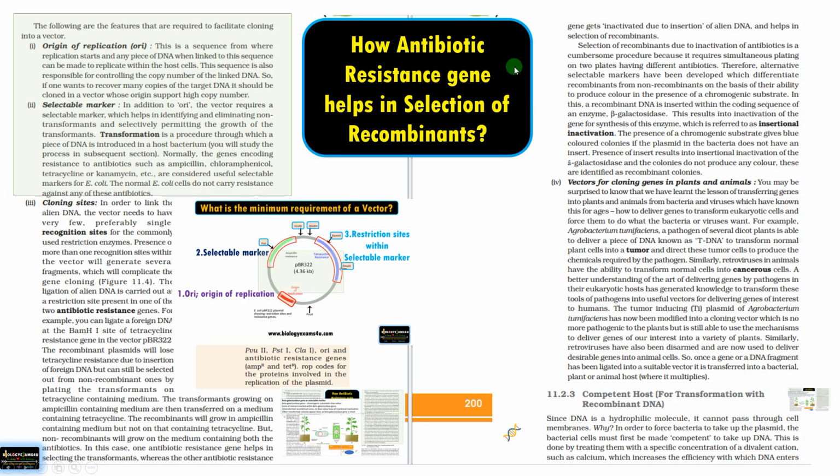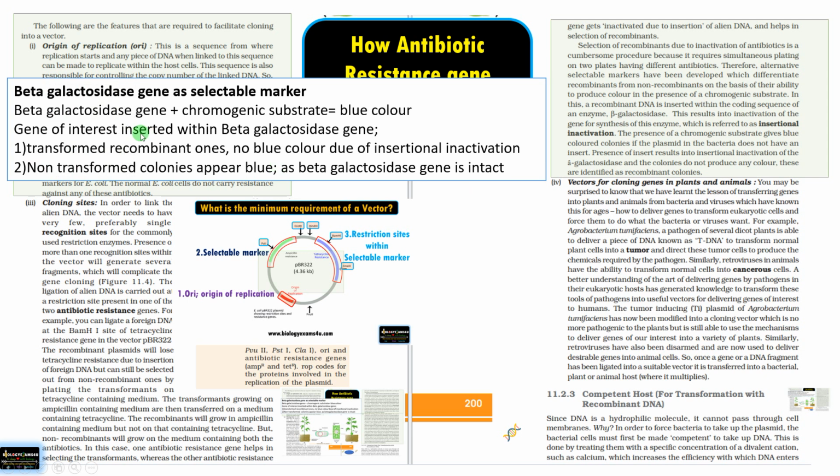The next is, we have already discussed how antibiotic resistance genes help in selection of recombinants. Then one more point is added in this paragraph, and that is about the beta-galactosidase gene used as a selectable marker. So we have discussed how antibiotic resistance gene is used as a selectable marker.